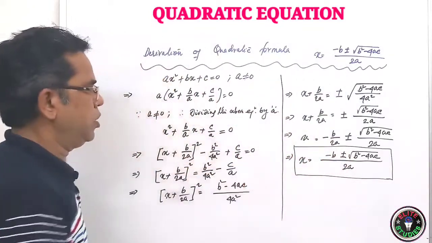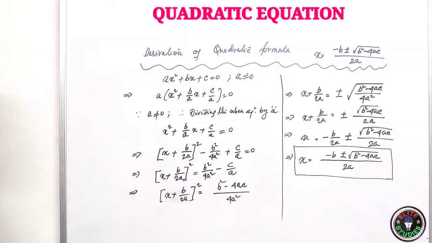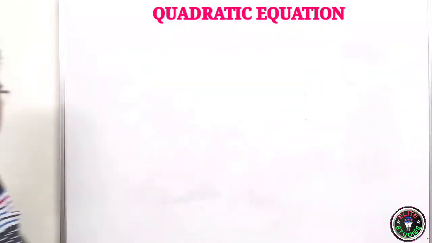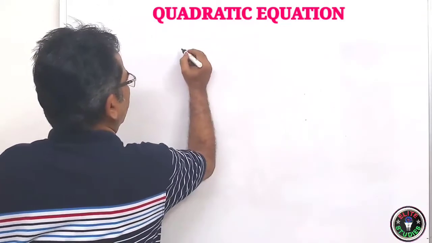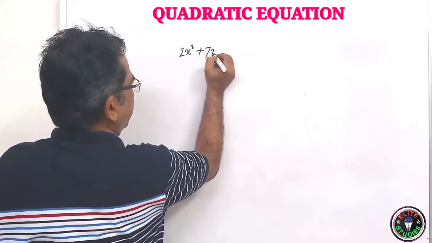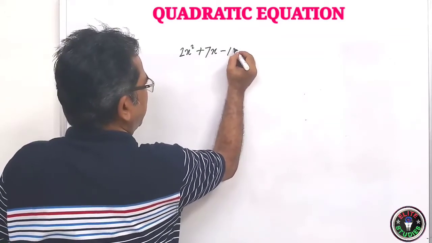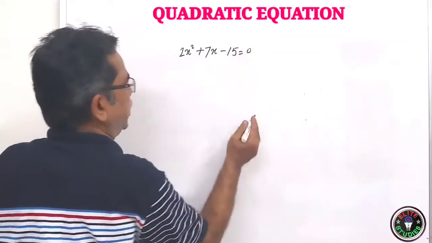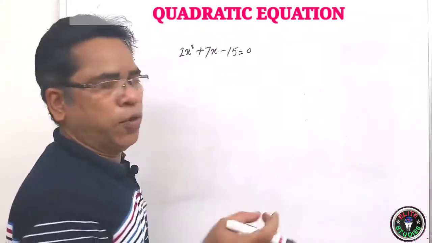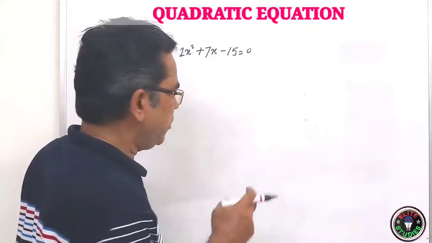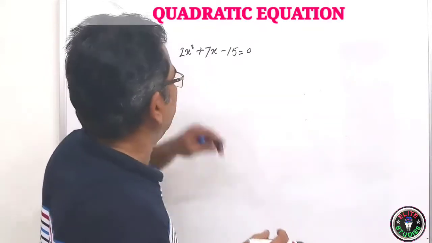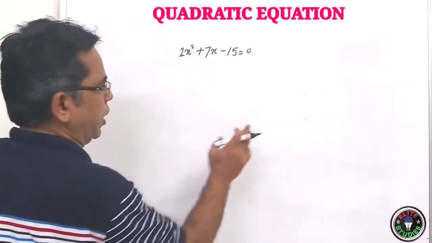So I hope you have understood. You can take a screenshot. Now let us try to find the roots of 2x square plus 7x minus 15 is equal to 0. In the first case, we found it by the factorization method. In the second case, we found it by completion of square. Now we will use the formula.